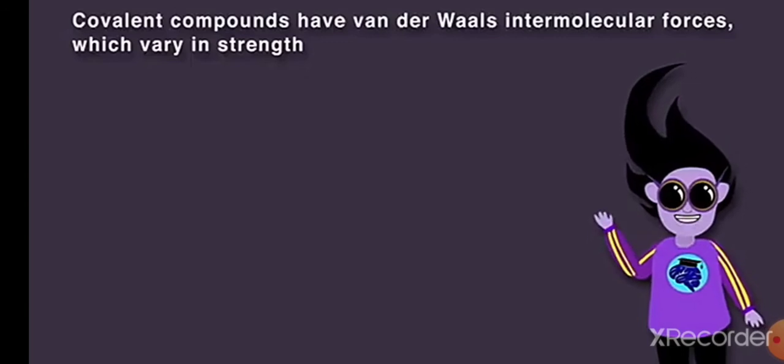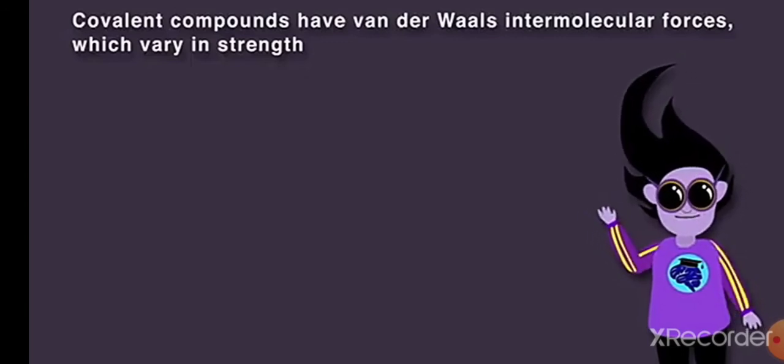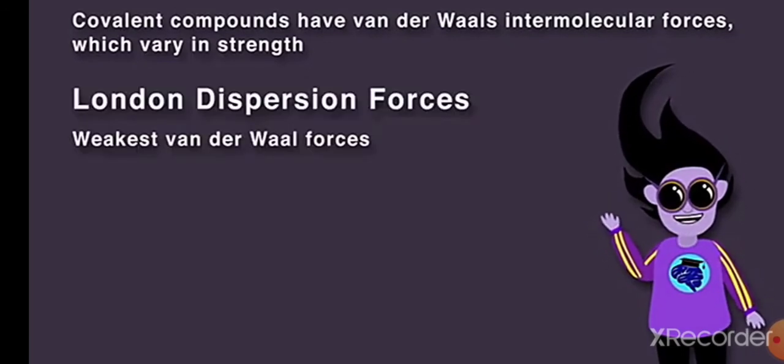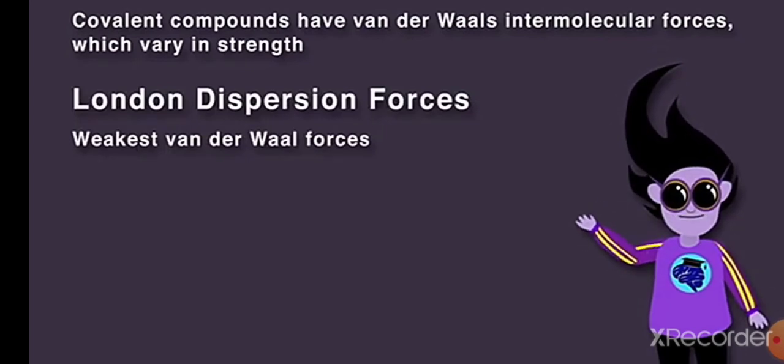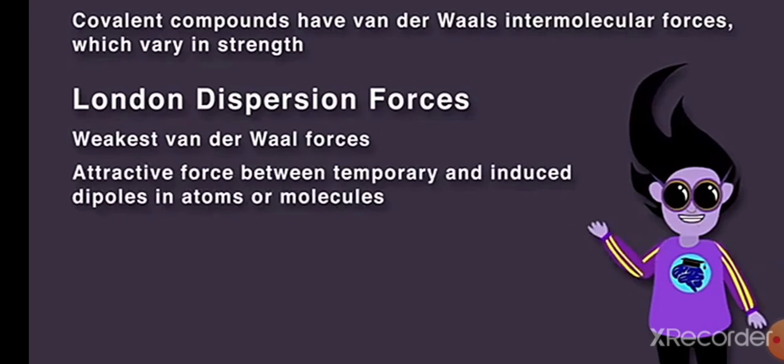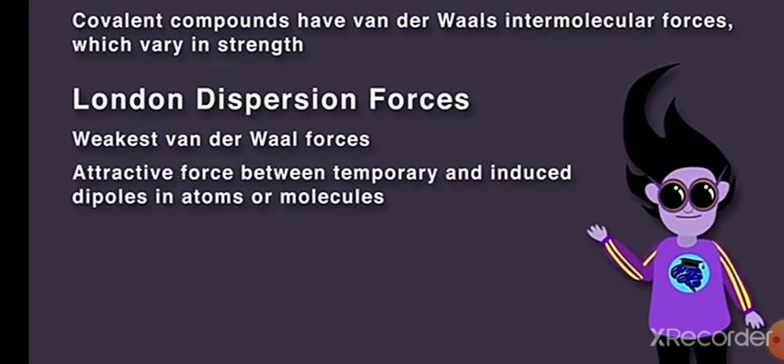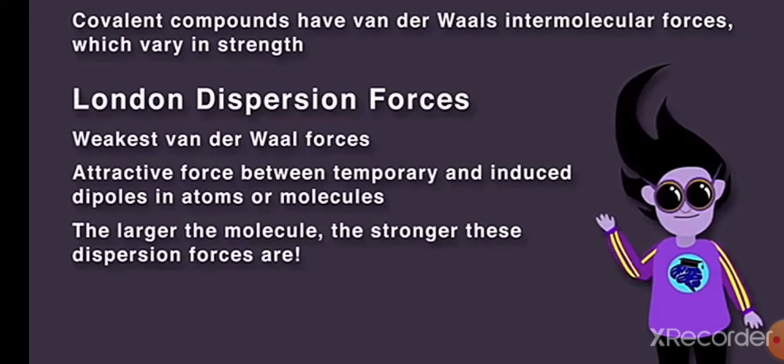Covalent compounds have van der Waals intermolecular forces, which vary in strength. The weakest of these van der Waals forces are London dispersion forces. These are attractive forces that occur between temporary dipoles and induced dipoles in atoms or molecules. The larger the molecule, the stronger these dispersion forces are.